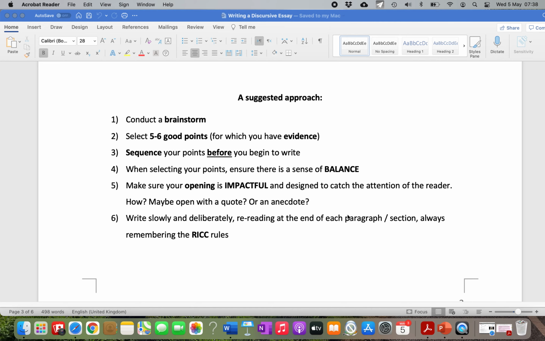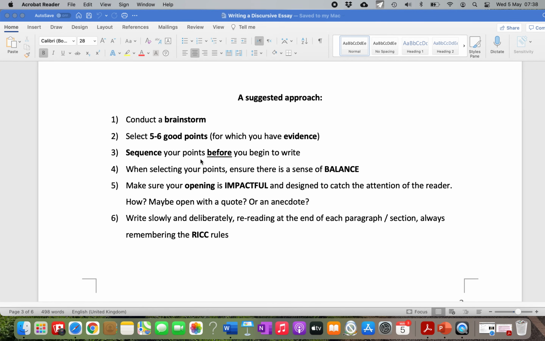And of course, those points will have balance. Thinking about the sequence, there should be a logic. Like if you're making 1 point and then you move on to the next point, there should be a logical movement between why you might move on to the next point from that point. There should be connections. That's continuity and sequencing. That's mentioned in the marking scheme. There should be some sort of impactful opening. Maybe open with a quote, maybe open with an anecdote, open with something which is not perfunctory or predictable.